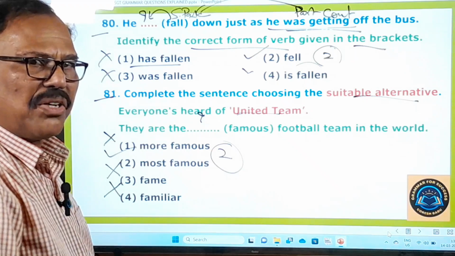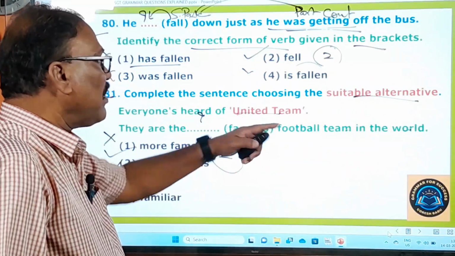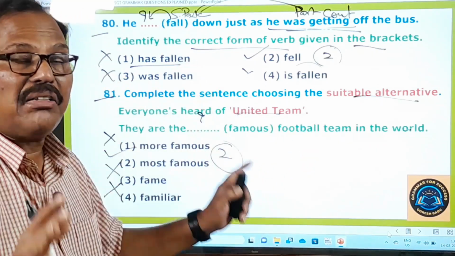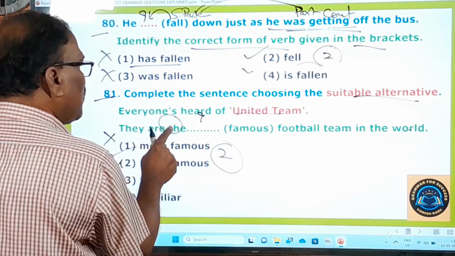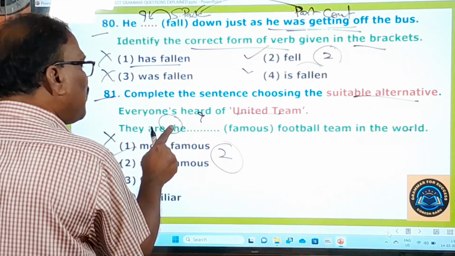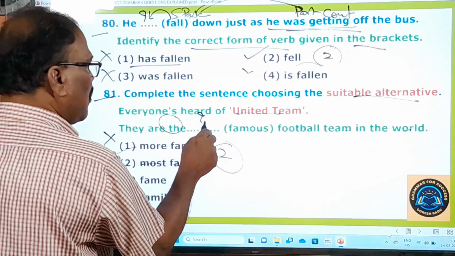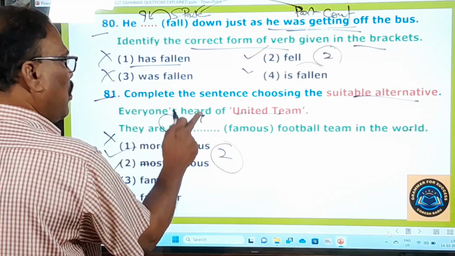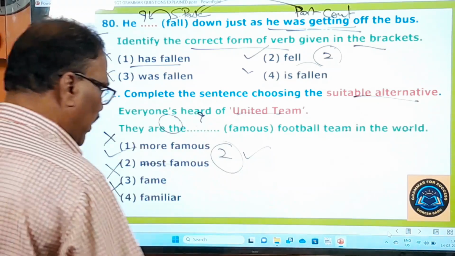Dash famous means what? It means the only one in the world, that is, one football team. In the world, the famous football team means there must be only one football team. That's why the definite article is given here. It is always used before the superlative degree adjective: the most famous. Therefore, the second one is the suitable alternative to be used in this blank. So your answer is the second one.